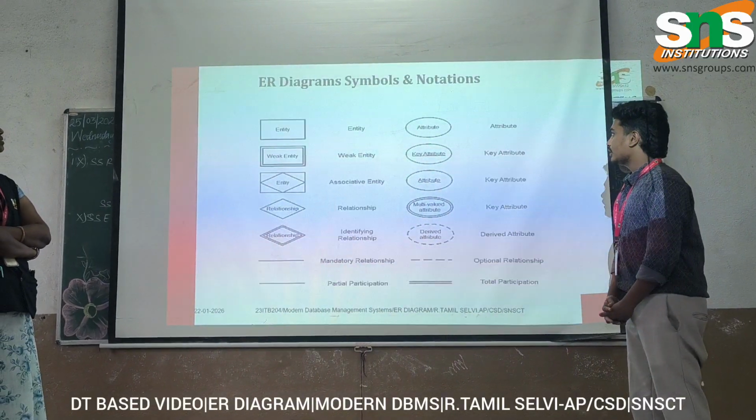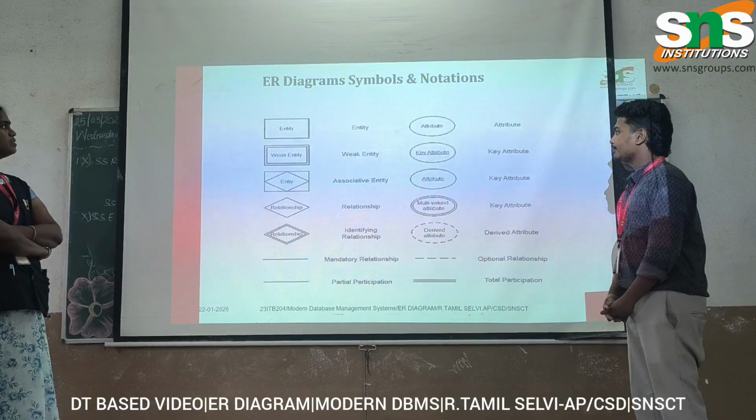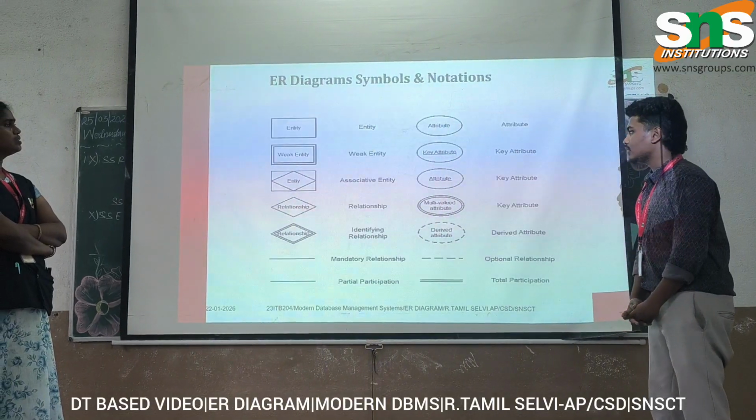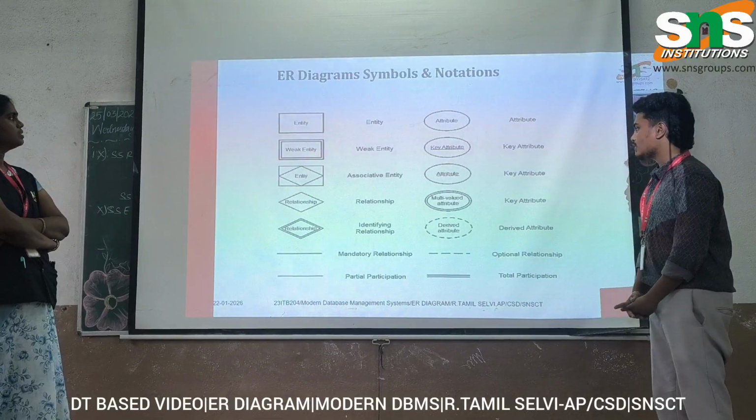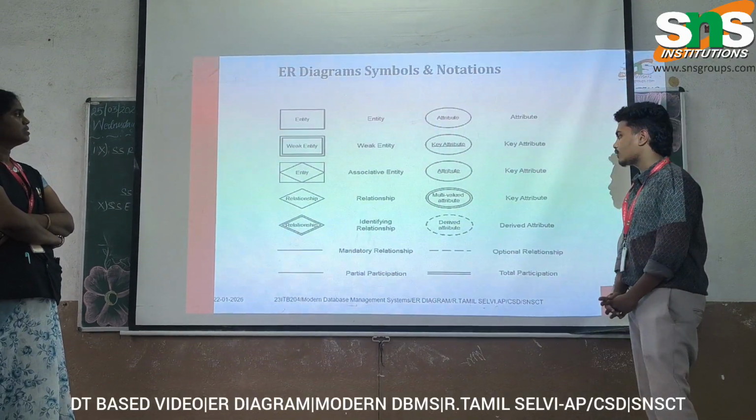ER diagram symbols and relations. Entity has a rectangle-shaped symbol. Weak entity has an oval shape, and association entity also has an oval shape.